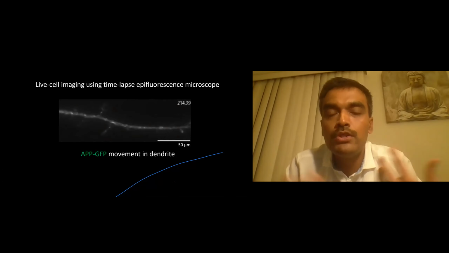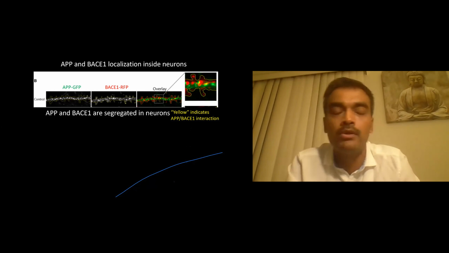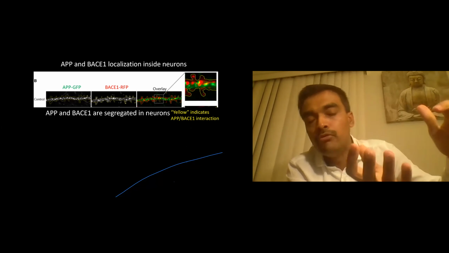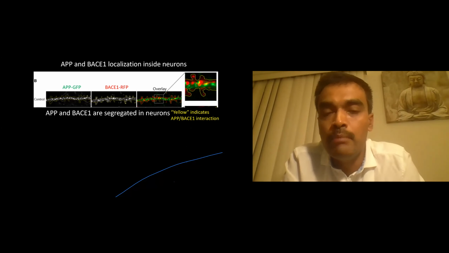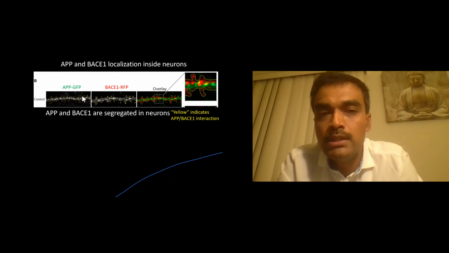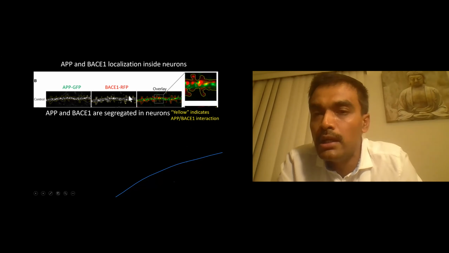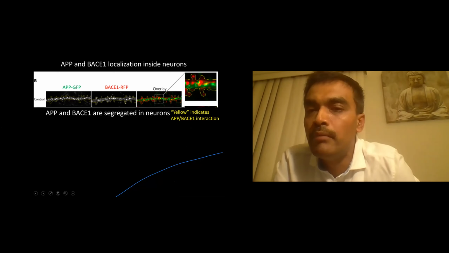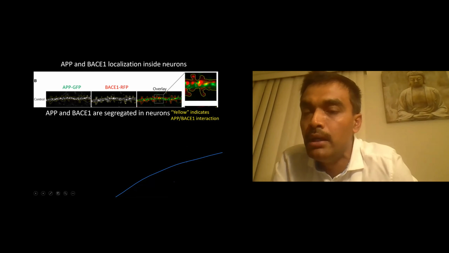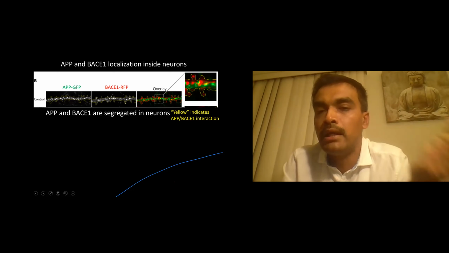So once we had these tools, techniques and neurons established, we went back to our main question: where do APP and BACE live inside the neuron? We expressed these red and green proteins, and you can see here, when we overlap them, we found a really interesting observation. These green dots representing APP are segregated from the red dots, right? They are segregated from the red dots. That means APP and BACE at a resting state in a neuron are segregated.